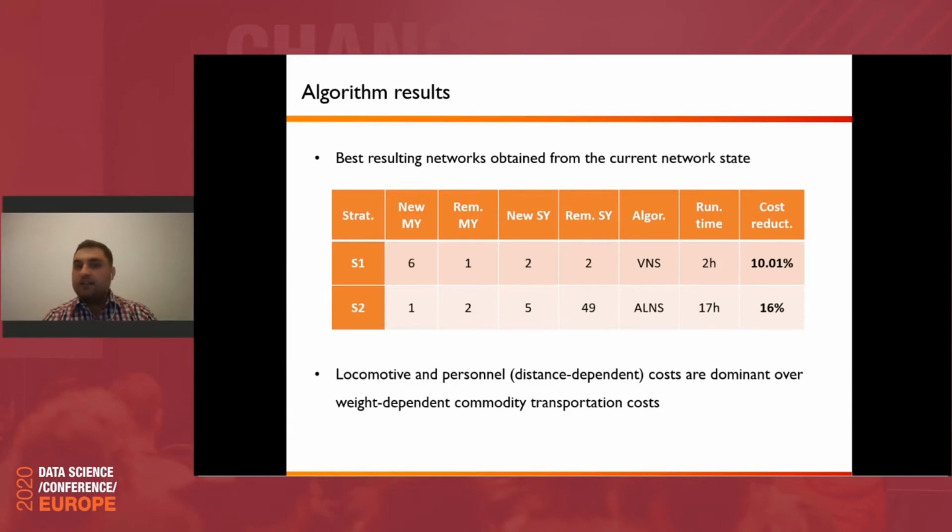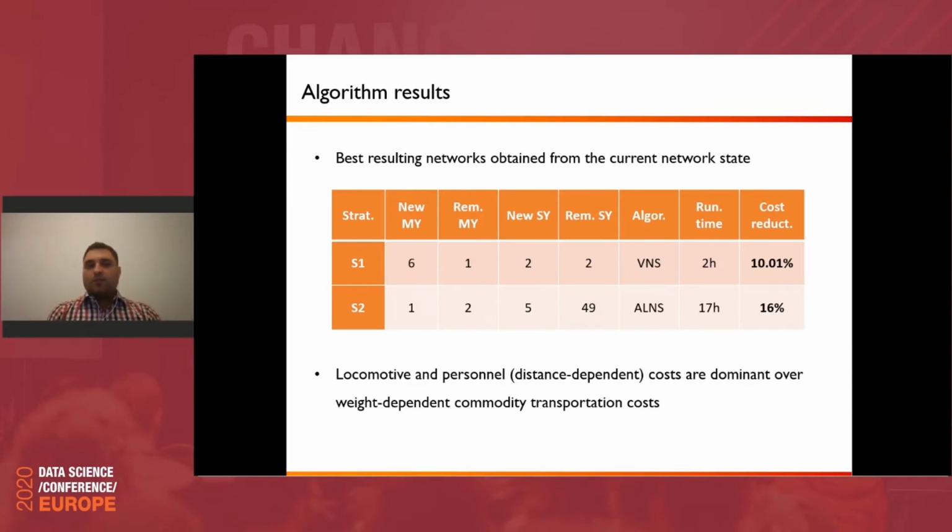S1 allowed the increase of marshalling yards, and here the algorithm based on variable neighborhood search found the best solution, which resulted in cost reduction of around 10%. Strategy 2 was to actually limit the number of marshalling yards to the current one. And with this strategy, the best solution was found by adaptive large neighborhood search, and it resulted in the reduction of operating costs for every cargo of 16%.